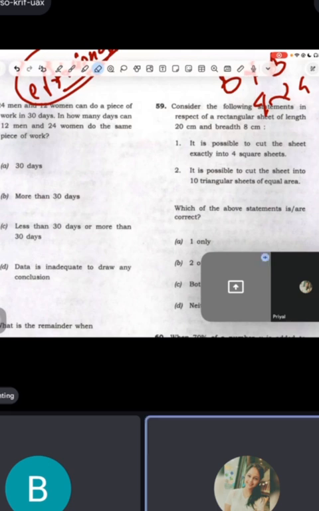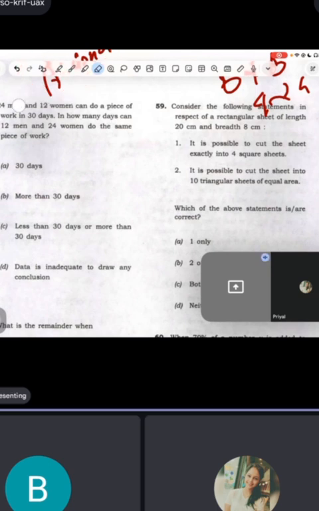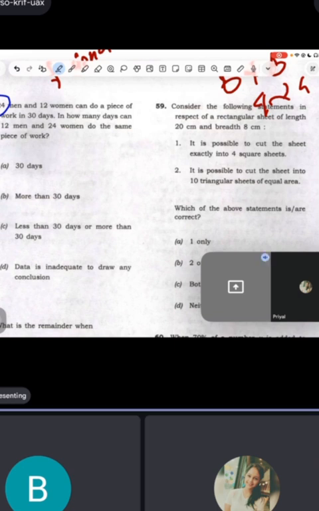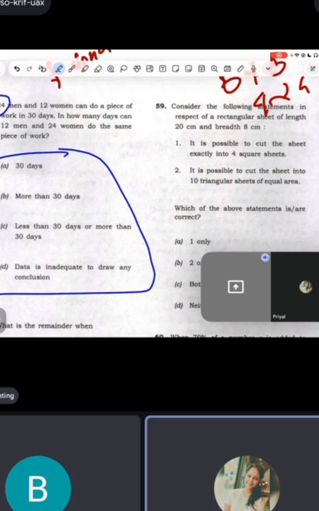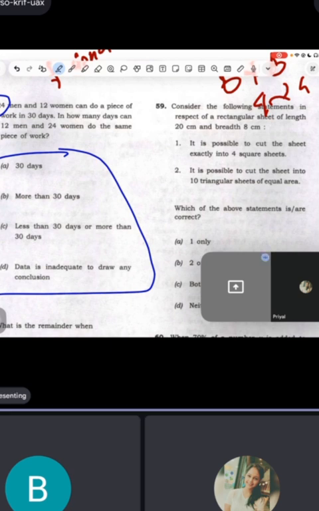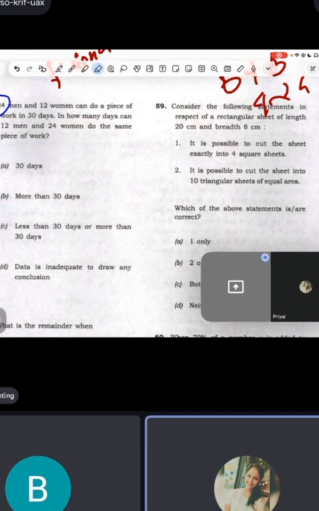Okay, so read this question, Priyal. 24 men and 12 women can do a piece of work in 30 days. In how many days can 12 men and 24 women do the same piece of work? 30 days. The options are very confusing. See, option C, 30 days. Answer is 30 days, Manish. Yes, no, Priyal.